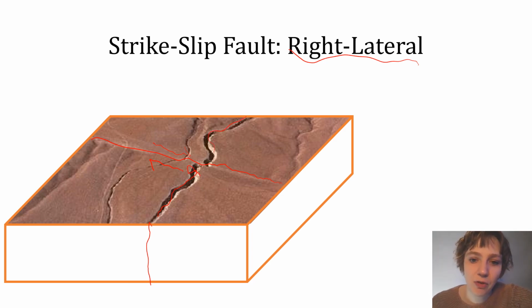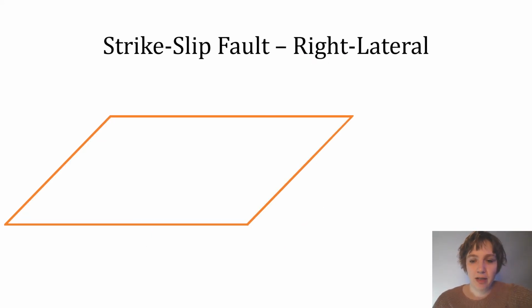And notice that this works from both directions. If I start walking along the feature in this way, I'll still have to step to the right to keep following along on that feature. So to draw strike-slip faults, we always draw them in top view instead of side view.